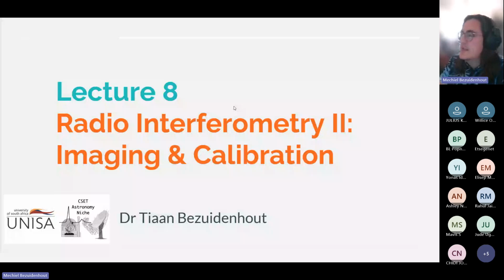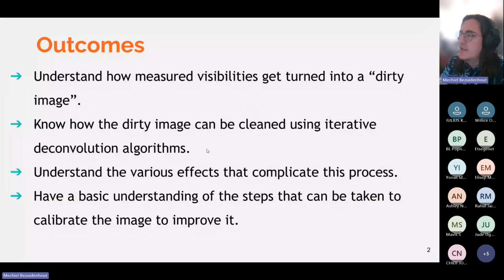So at the end of this lecture, you should have some understanding for how we measure visibilities and then turn them into a dirty image. And you should know how that dirty image can then be cleaned using iterative deconvolution algorithms. And you should understand the various effects that complicate this process. And you should have a basic understanding of the steps that can be taken to calibrate this image to improve it.